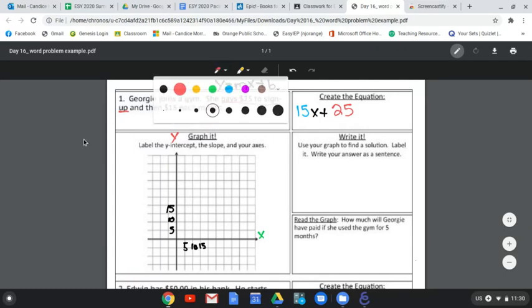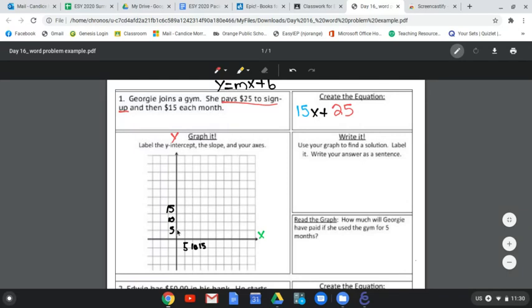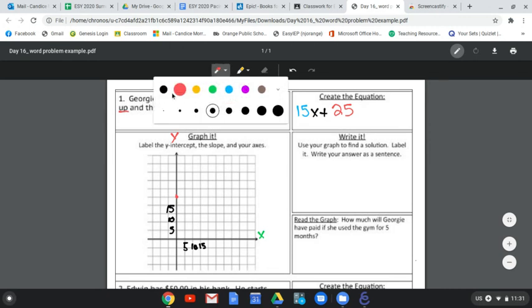Okay, so we're always dealing with y. Switch back. So then we have to go to 25. So we're going to count 5, 10, 15, 20, 25. So 25 is right here. So I'm going to plot my y-intercept. And now we have 15. So obviously 15 is a whole number. It's not a fraction. So you can always put that over 1.